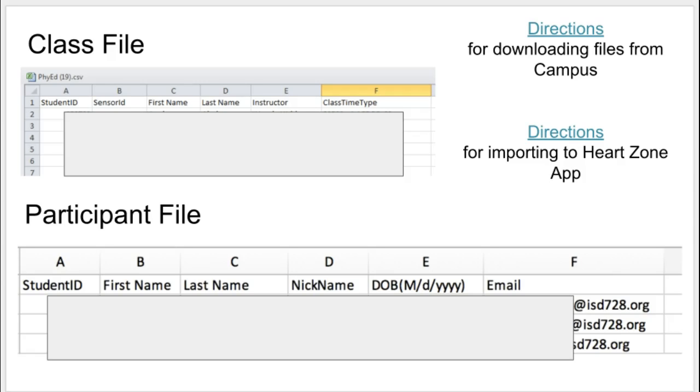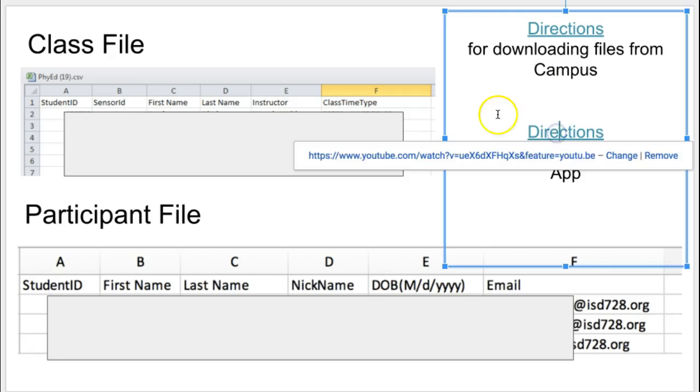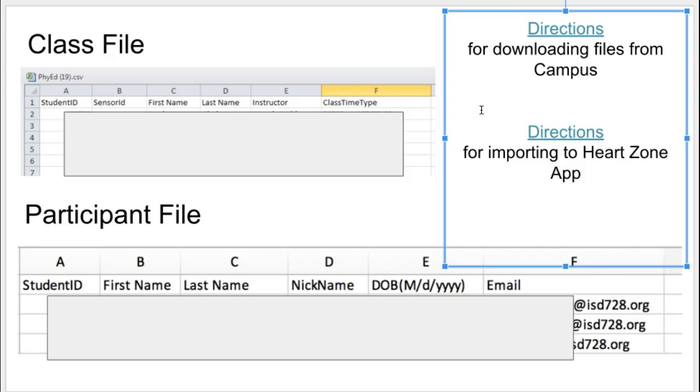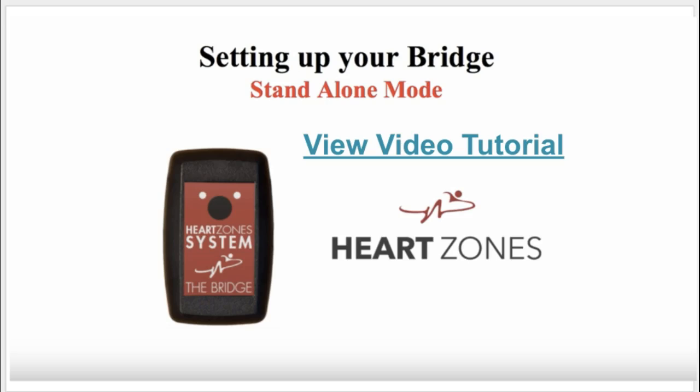Once logged into the system, staff will need to make sure they upload their class and participant file. There are a set of directions here that will describe how to do that. Staff can access these files by going into Campus and going into Classroom, Links and Reports, and downloading the file. And then tune into this little video tutorial here for how to import them into the HeartZone app.